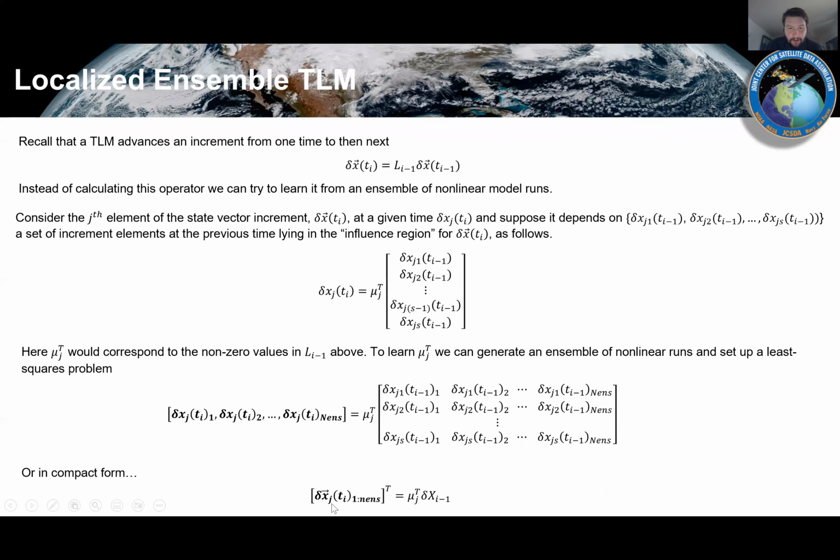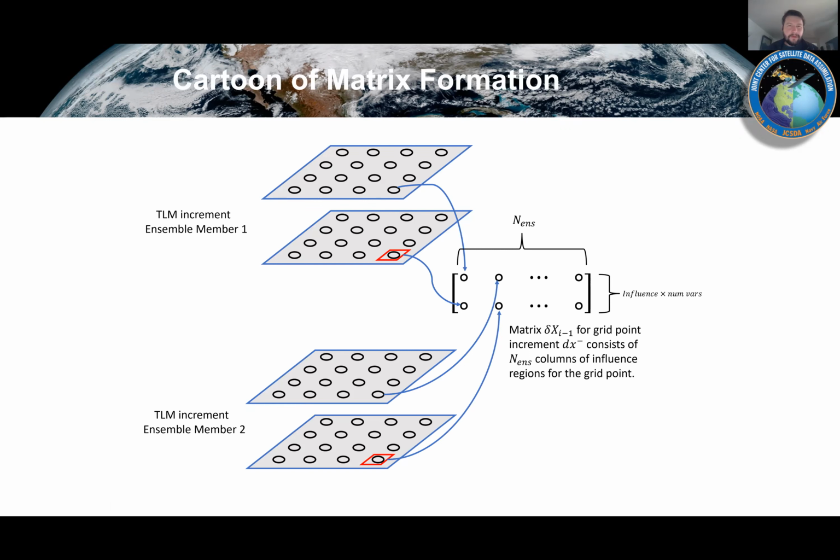Okay, so in a more compact form, just a vector, and then we might say we have this matrix of increments. So if that's our problem, this is just a cartoon of forming that matrix. It's one that's specific to what we were doing in JEDI, but imagine a very, very simple version of this, if your model has 16 grid points and 2 layers, 2 atmospheric layers, and 16 grid points at each layer. The matrix, that delta X that we would form, say for this grid point, the one in red, these are 2 ensemble members, but the one in red is for that grid point.